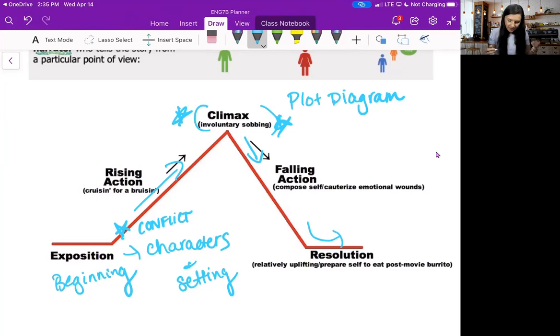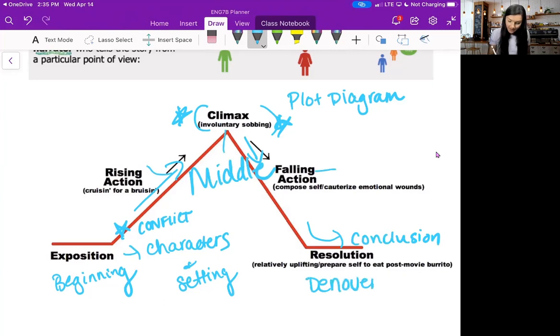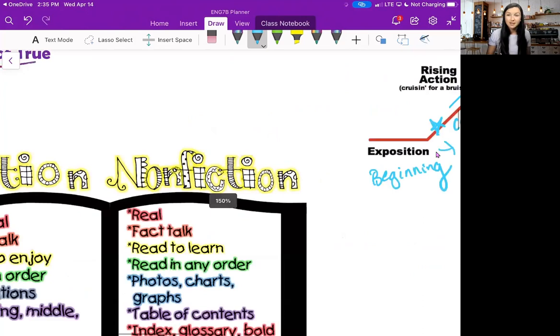Okay. And then your resolution doesn't always have to be a happy one. Hopefully it's a happy one. But it doesn't have to be happy. But this is your conclusion. So you'll notice here we have our beginning. Like I said, these events here are the middle, rising action, climax, and falling action. And then you have your resolution. You might also have heard of this called a denouement. Okay. But that is also going to come at the end of your story. All right, let's keep going talking about your narrative.